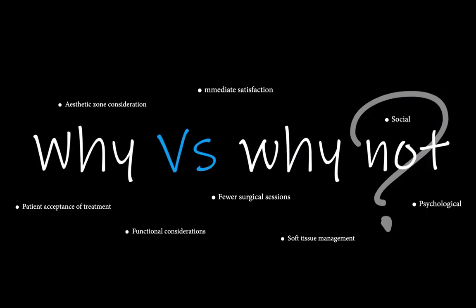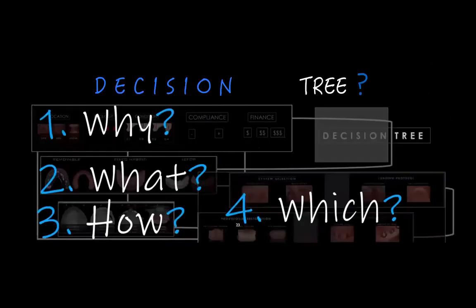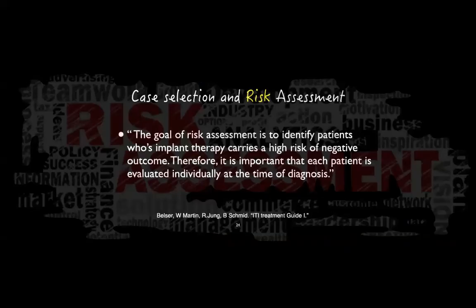So functional considerations and soft tissue management, all those things, these are a few things, and I'm sure you can think of other things to put and say, why not? Again, a decision tree is why, what, how, which. Why are we doing this? What are we going to do? How are we going to approach this? And which decision trees are we going to take for the patient when he walks into your office with a fractured incisor tooth in an aesthetic zone? Those are the decision trees that you have to put together yourself.